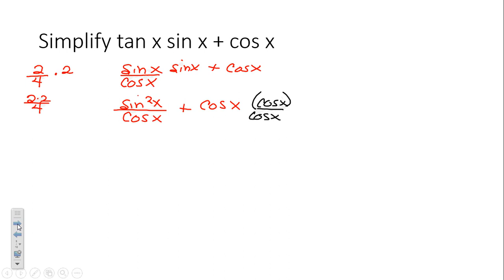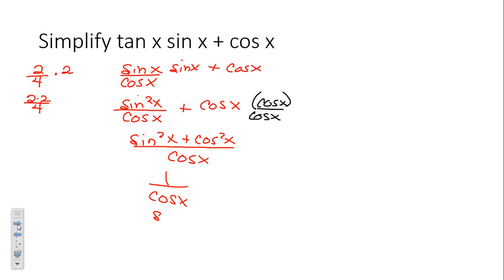Okay, so now I have sine squared plus cosine squared all over cosine. And all I did was I put them over the same denominator, sine squared plus cosine squared over cosine. But what's sine squared plus cosine squared? 1. And that's almost as simple as it gets, but what's the reciprocal of cosine? Secant. And it's as simplified as it goes.